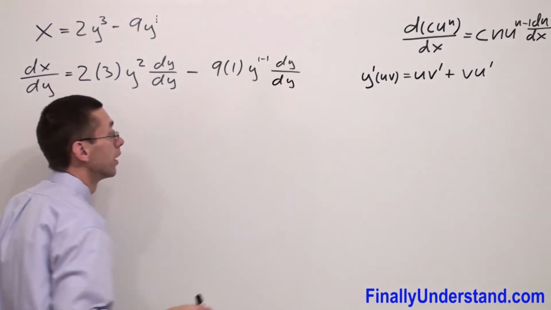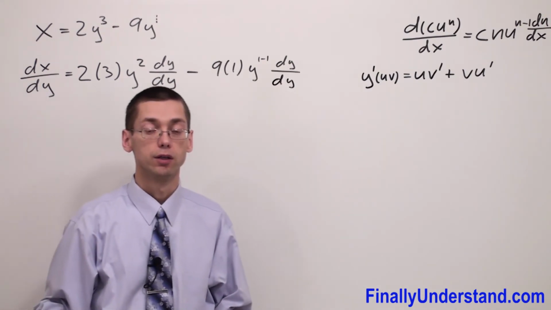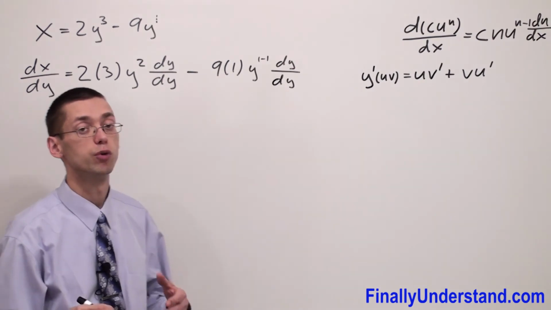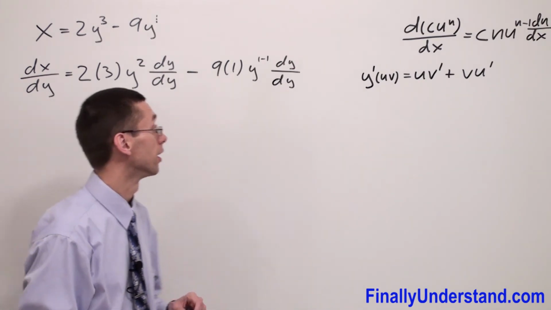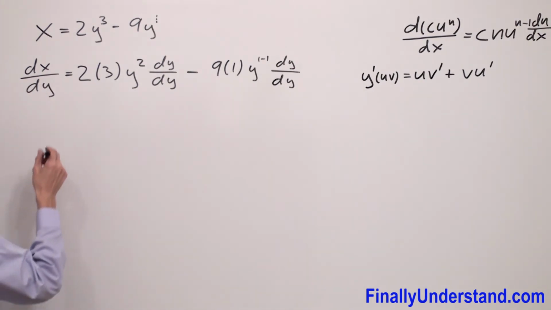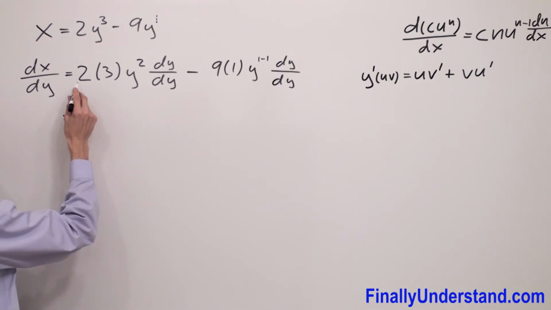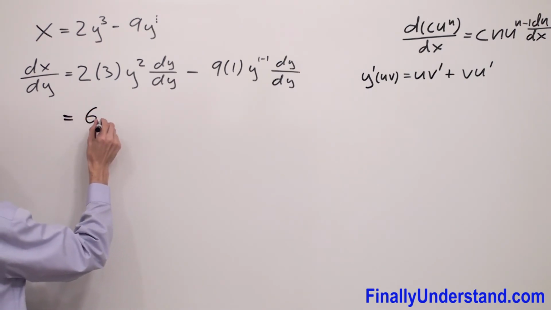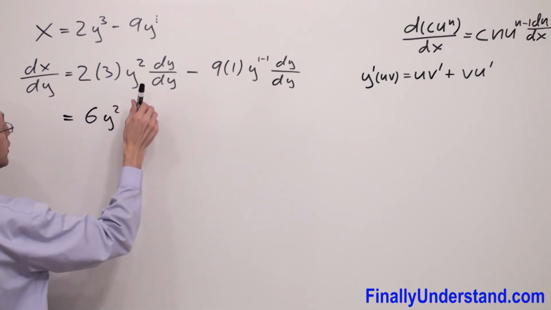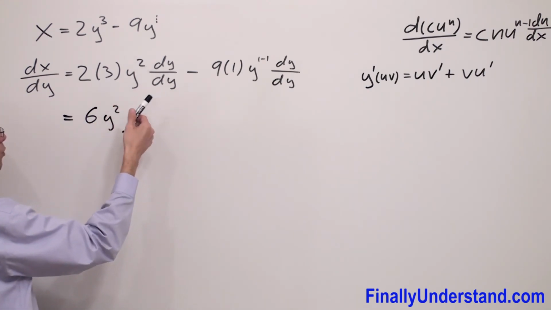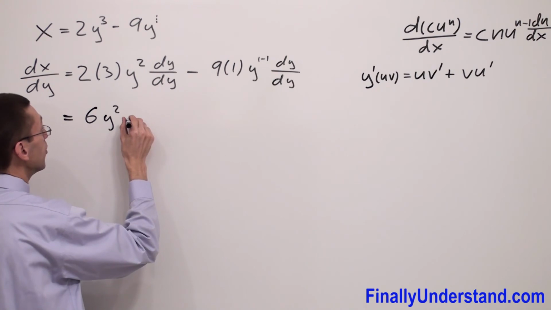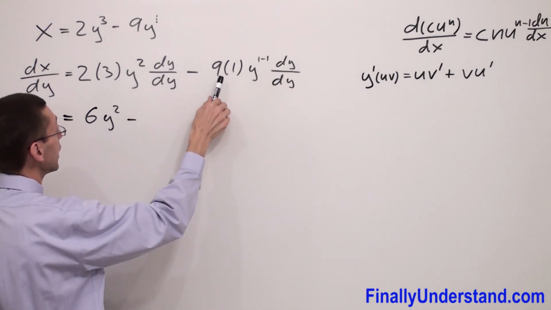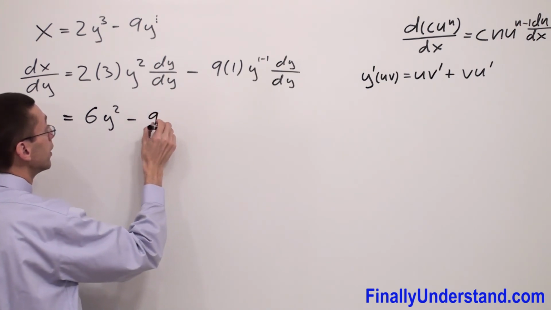Okay, I'm going to do these steps a few more times, just to make sure that everybody is going to master it. So I have 2 times 3 is 6y squared, dy over dy is equal to 1, I'm not going to write it, minus 9 times 1 is 9.